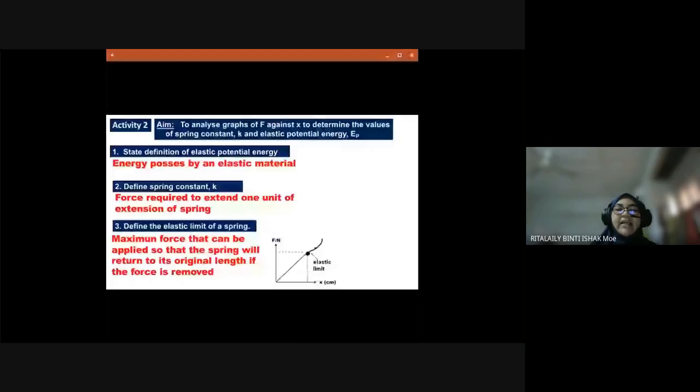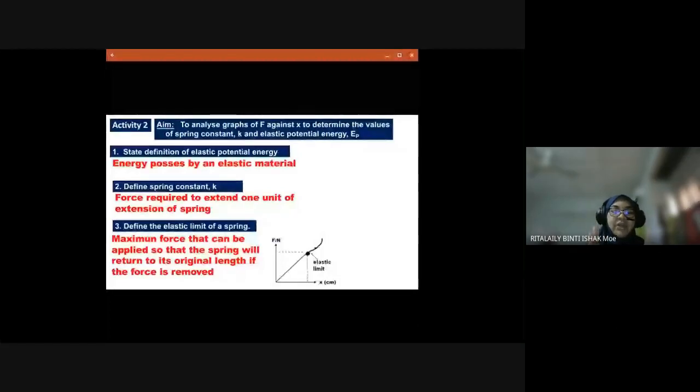Now, the elastic limit of a spring is defined as the maximum force that can be applied so that the spring will return to its original length if the force is removed. So this is the elastic limit. When you have an elastic object, you can stretch it or compress it, but not more than its elastic limit. Because if the force exerted exceeds the elastic limit, the spring, the sponge, or the elastic material cannot return to its original length.